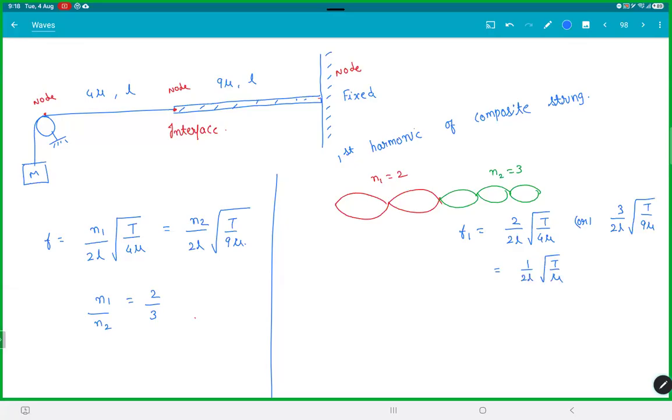This is your first harmonic. I didn't ask you this. I asked you second harmonic. So what is the second possibility?